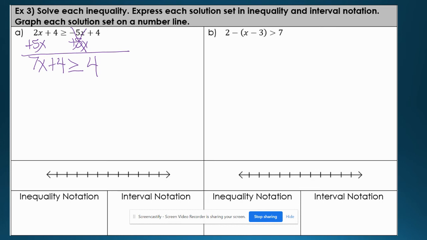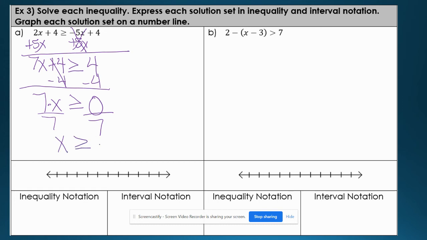Now we're using PEMDAS backwards. The opposite of adding is subtracting. We will subtract the 4. We have 7x. We subtracted. We did not divide or multiply by a negative. So the inequality stays the same direction. And 4 minus 4 is 0. The opposite of multiplying x by 7 is dividing by 7. 7 divided by 7 is 1x. We divided, but it was by a positive, so we don't change the direction. And 0 divided by 7 is 0.